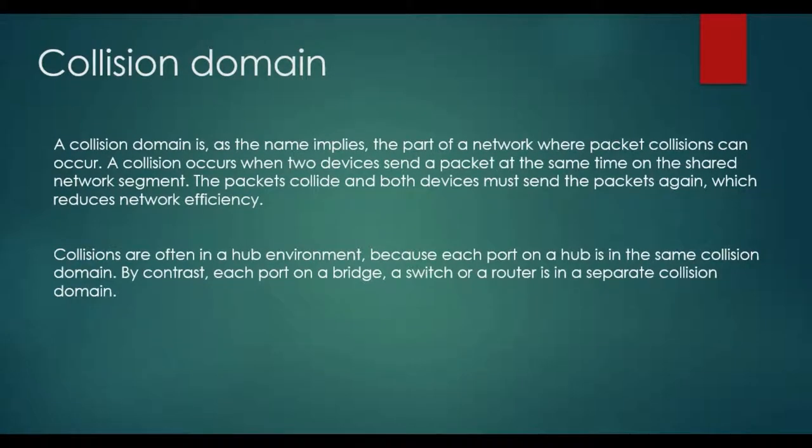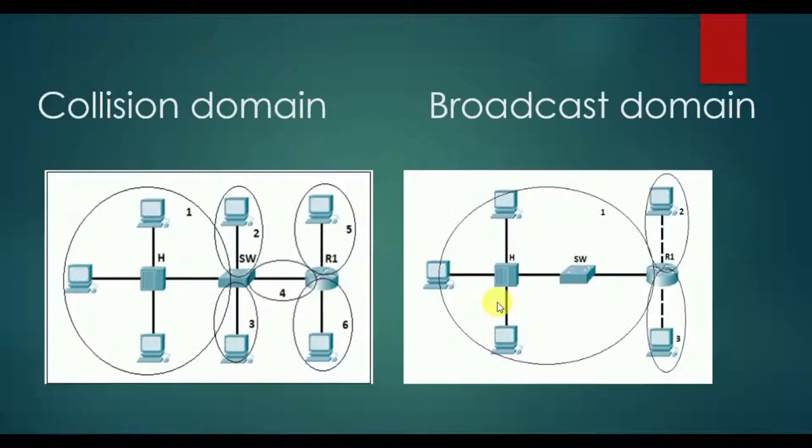Let's understand both terminologies with a diagram. Here we can see the collision domain. As I said, the hub shares the same collision domain for all the ports, so you can see the hub has one collision domain. But all the ports of the switches have separate collision domains: 1, 2, 3, 4. Same for the router, which also has separate collision domains: 1, 2, 3. If we count how many collision domains we have in this diagram, it's 1, 2, 3, 4, 5, 6. We have 6 collision domains in this diagram.